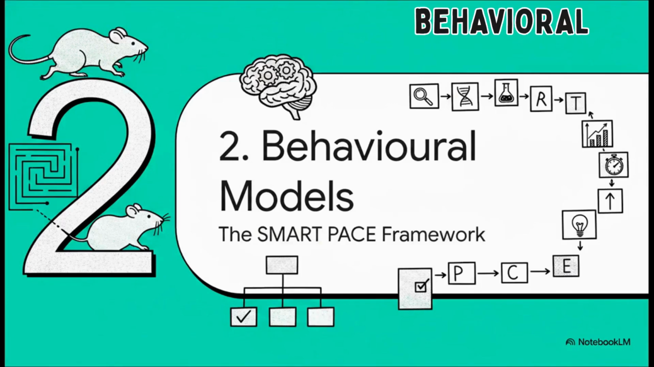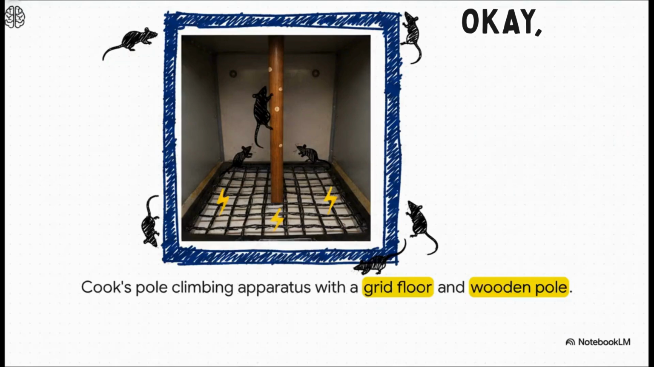Section 2. Behavioral Animal Models and the Smart Pace Framework. Okay, here's the secret weapon for your 25-mark answer, the Smart Pace Framework. It's an incredible mnemonic tool for structuring your notes. S is for screening type, M is model, A is aim, R is requirements, T is technique, P is parameters observed, A is advantages, C is constraints, and E is evaluation. Let's apply this right now to a classic exam favorite, Cook's pole climbing test.